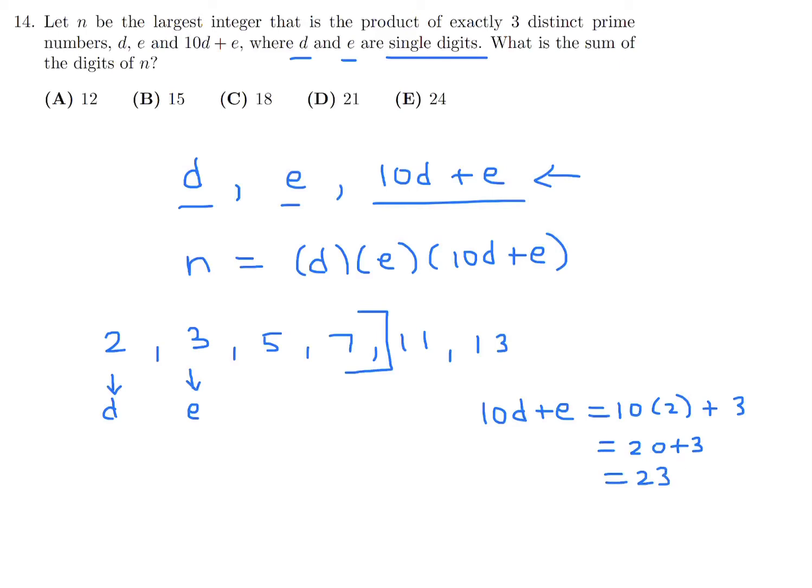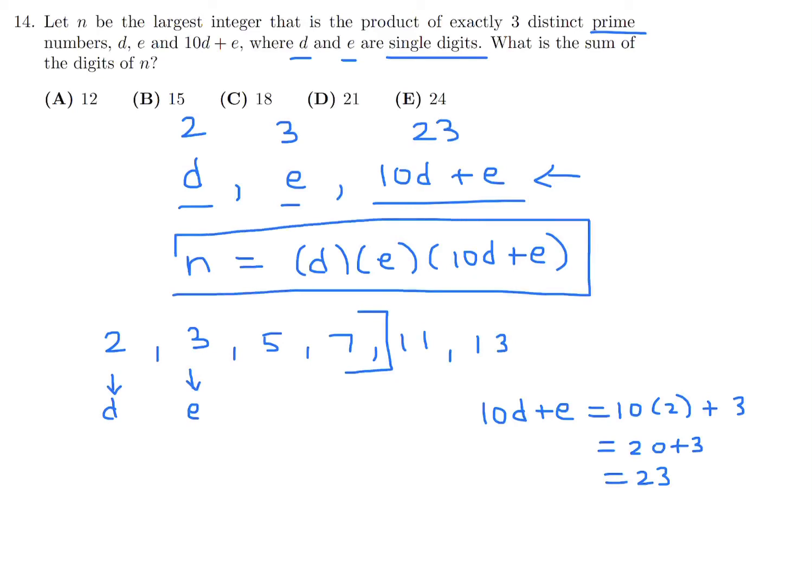Is 23 a prime number? Because D, E, and 10D plus E are all primes. 23 is a prime. So there you go. 2 for D, 3 for E, and 23 for 10D plus E. So we got our prime numbers, and now we just have to figure out N. N is the product. So in our case, it would be 2 times 3 times 23. Correct? 6 times 23, 138.